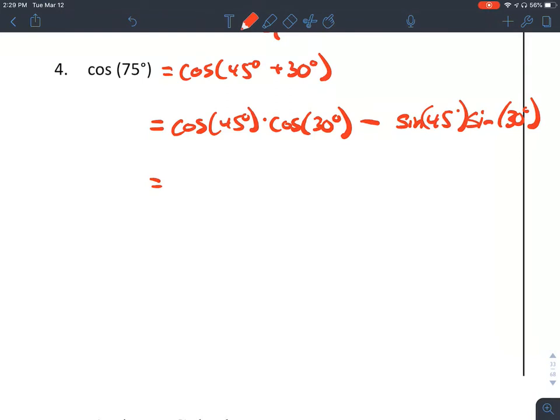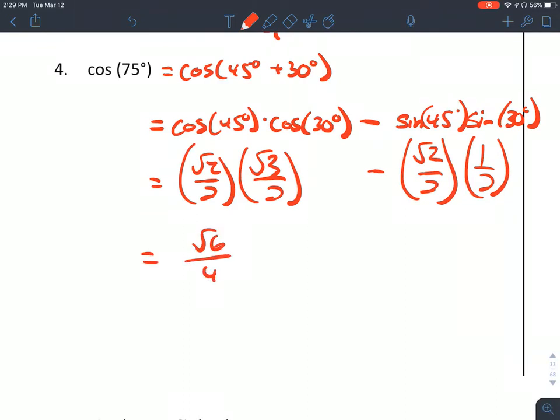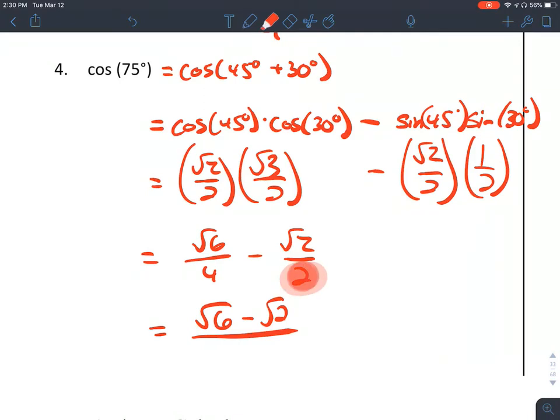Hopefully at this point in your life you know that cosine of 45 is square root of 2 over 2 and that sine of 45 is square root of 2 over 2. Cosine of 30 is going to be square root of 3 over 2. Sine of 30 is going to be 1/2. These are all positive because they're in quadrant 1. It's going to give us square root of 6 over 4 minus square root of 2 over 4. This is going to be square root of 6 minus square root of 2. I'm sorry, this right here should be a 4. 2 times 2 is 4. Over 4. Done.